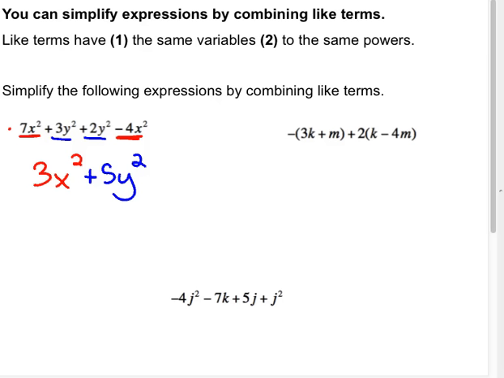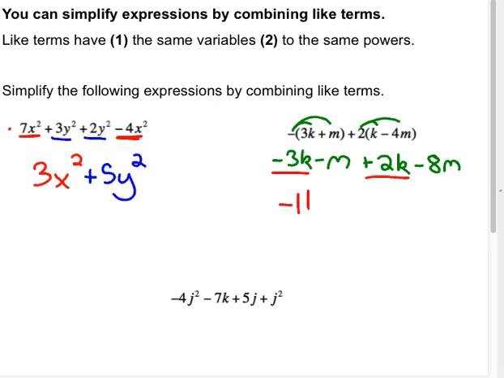Now, it does get a little bit more complicated. So for example, here, sometimes you'll have to distribute first. So distribute that negative, distribute the 2, and now I can start cleaning it up. So negative 3k plus 2k, well, negative 3 plus 2 is a negative 1k. Then here, negative 1 minus 8 more is going to be a negative 9m.